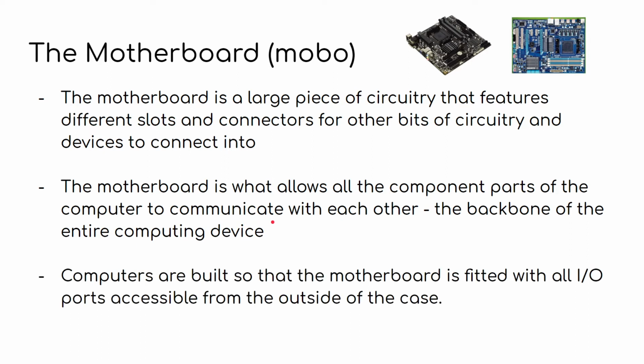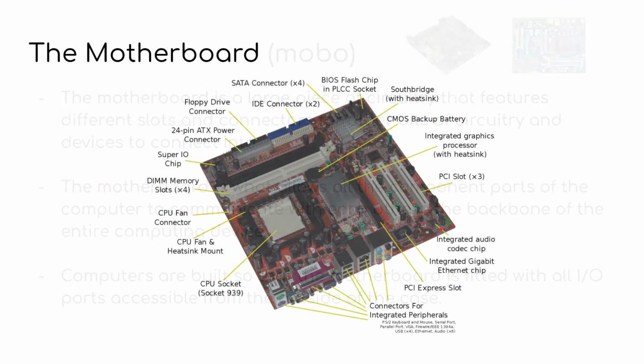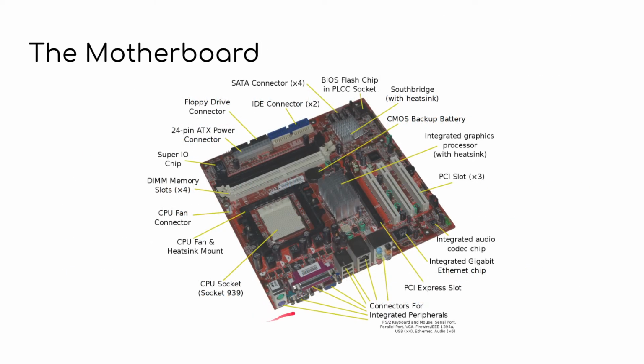Computers are built so that the motherboard is fitted with all the I/O ports accessible from the outside of the case. I'll show you what that looks like again just now, but you can kind of see it up here. These are all of the I/O ports that are accessible when you look at it. In fact, if you just look at the back of a computer, all of the I/O ports that you see are directly part of the motherboard. So we'll take a look at that now. Here you can see these are the connectors that you'll see at the back of a computer, and they're literally connected directly to the motherboard.